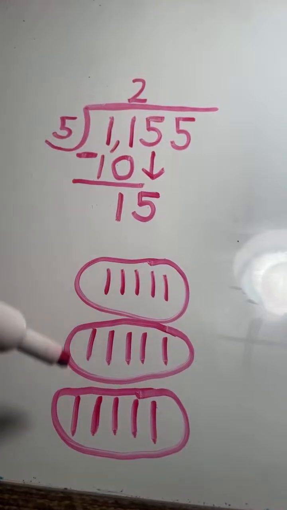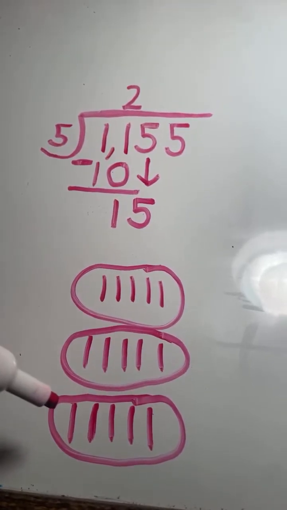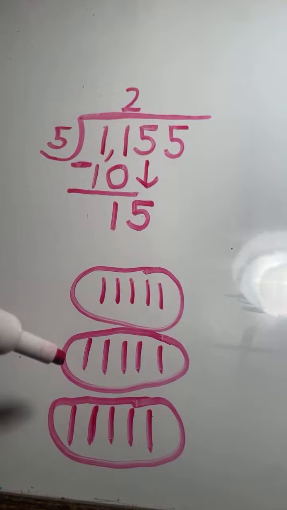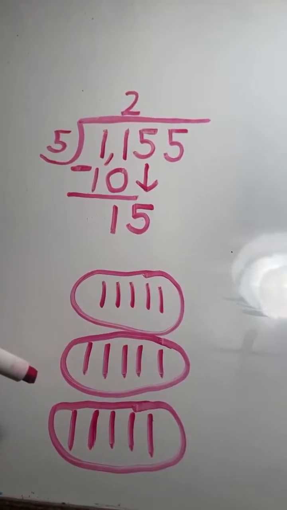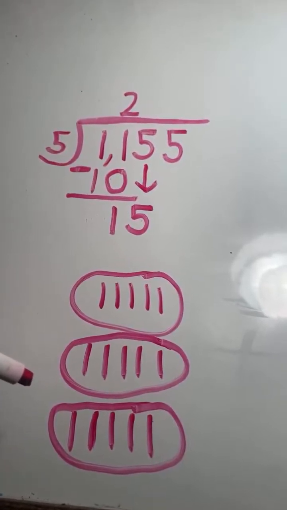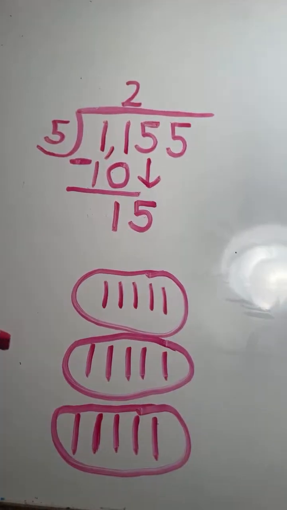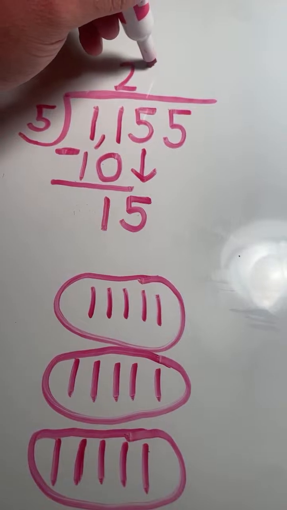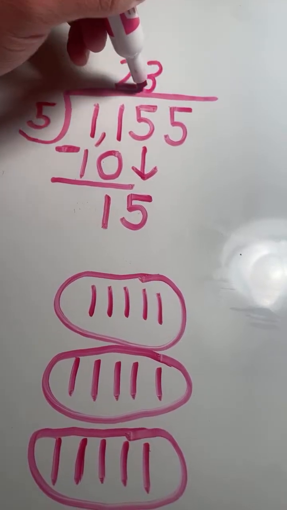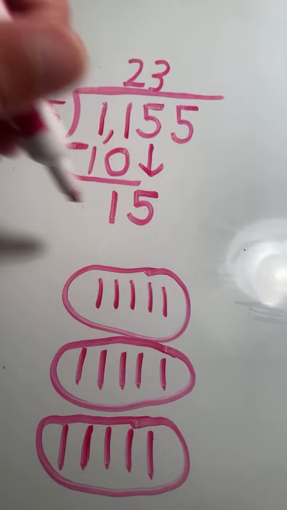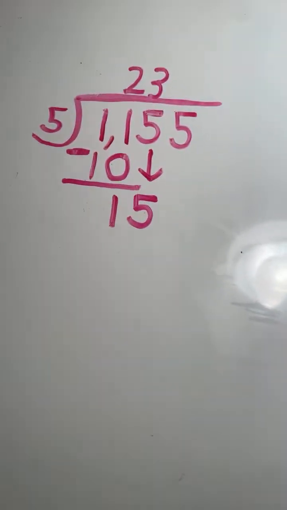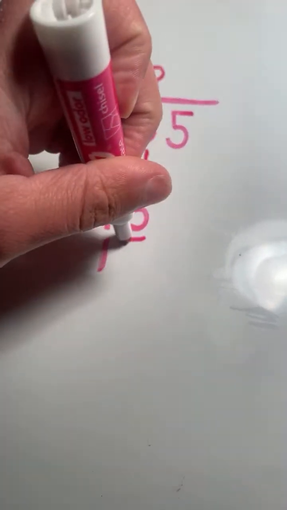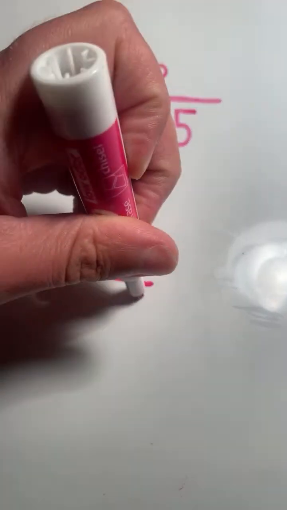I was able to get 3 groups of 5 within 15. So 15 divided by 5 equals 3. And 15 minus 15 equals 0.